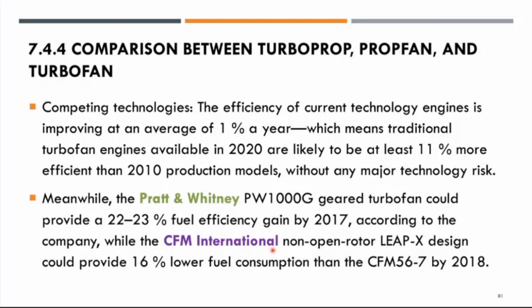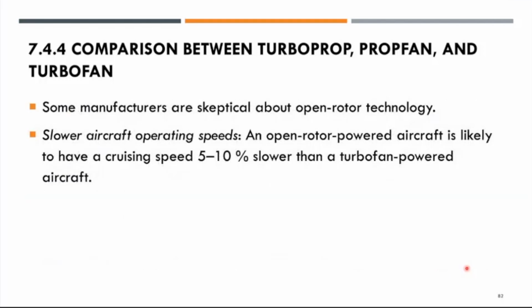And CFM International produces the non-open rotor LEAP design, which already provided 60% lower fuel consumption compared to the old CFM56-7 by year 2018. So some manufacturers are skeptical about open rotor technology. So that's another issue. Slower aircraft operating speeds: an open rotor powered aircraft is likely to have a cruising speed around 5 to 10% slower than a turbofan powered aircraft.